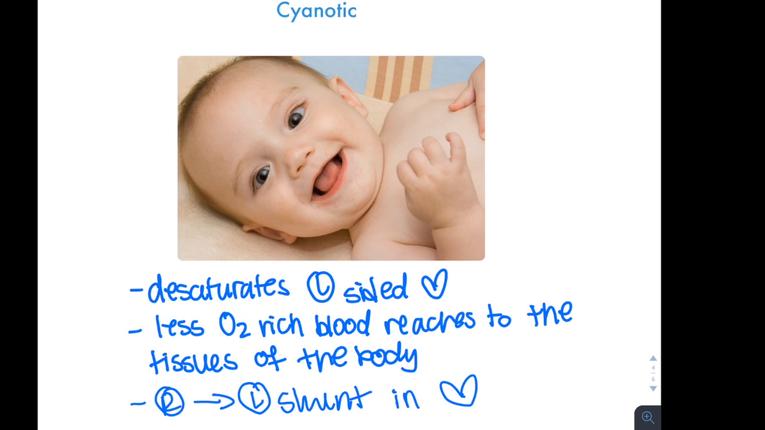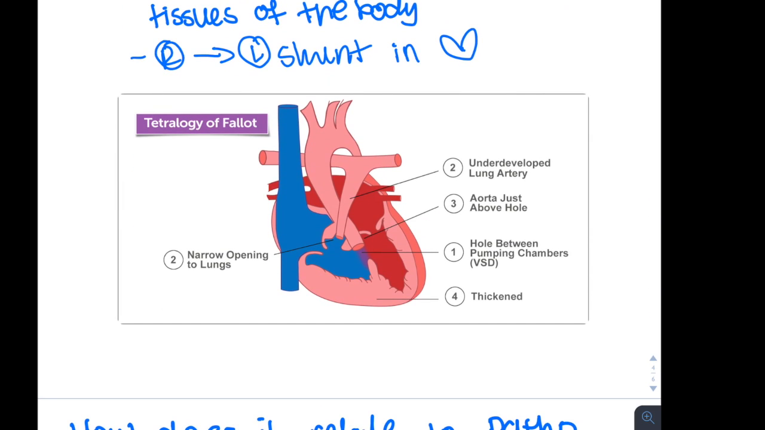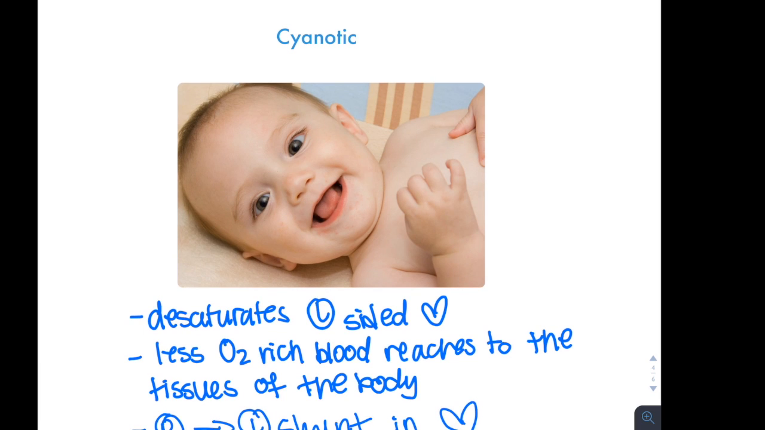A very common example of this would be tetralogy of Fallot. The blood is just going to pop straight from the right ventricle, not go up to the lungs, and pop right into the left ventricle and go out to the body without being oxygenated. So your oxygenated and deoxygenated blood get mixed together, and there's not enough oxygen to your body. This is dangerous to see in babies because you're able to see it very visibly. Their eyes are going to turn blue, the tip of the tongue is blue too, and so will their lips be.